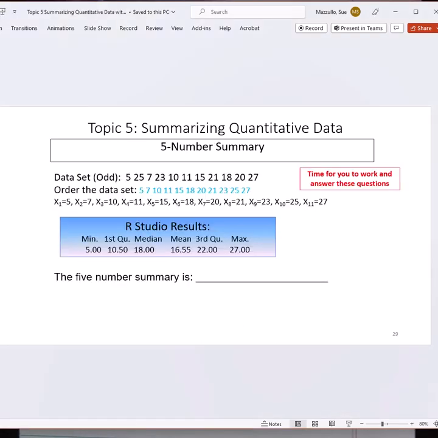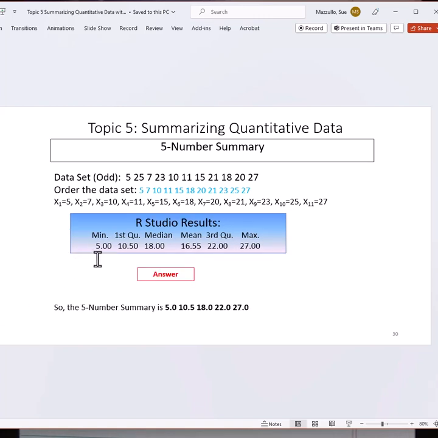When we use the summary command in RStudio, we're going to get too much information, by only one thing. We're going to get the mean. The mean is not part of your 5-number summary. So if you were to write your 5-number summary, you would say it's 5, 10.5, 18, 22, and 27. The mean is not part of our 5-number summary.